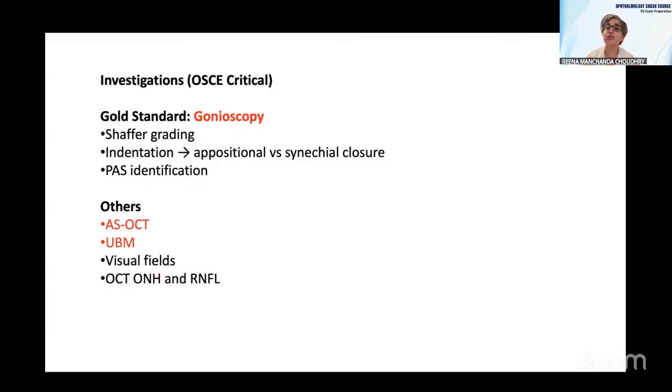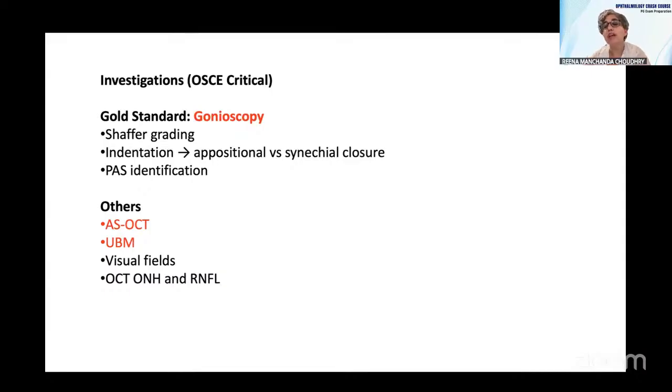So the idea is that you use an indentation gonioscope where you can just compress or indent onto the cornea and see dynamically what's happening to the angle, whether the apposition just falls back, the iris falls back, and you can see the open structures without any synechiae, or it's synechially closed. So this helps you identify the PAS. Of course, the other tools like ASOCT and UBM have become extremely helpful in picking up, as I showed you, the pathogenesis involved in that particular case and what mode of treatment might be helpful in such eyes.